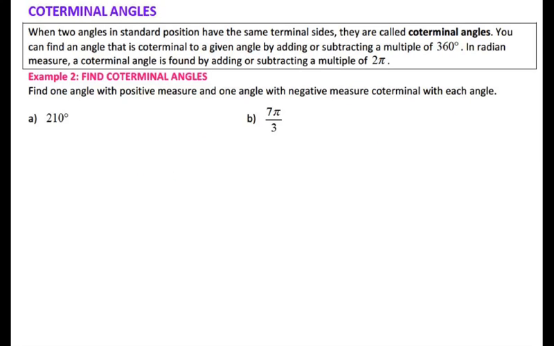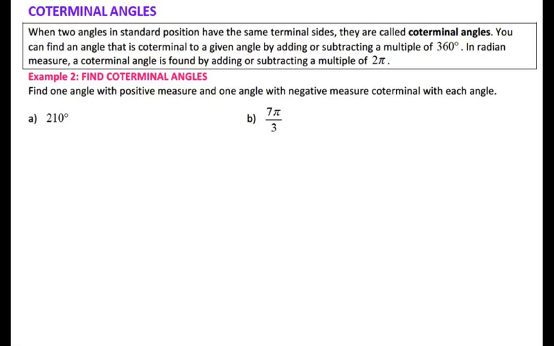For the second example, we are looking at coterminal angles. So coterminal angles: when two angles in standard position have the same terminal sides, they are called coterminal angles. You can find an angle that is coterminal to a given angle by adding or subtracting a multiple of 360. In radian measure, a coterminal angle is found by adding or subtracting a multiple of 2 pi.